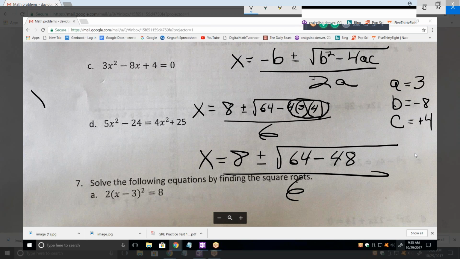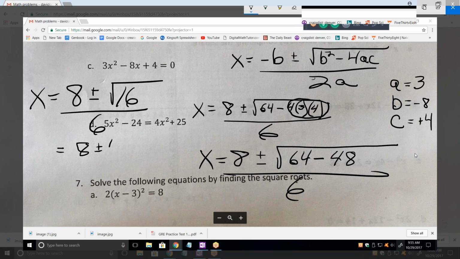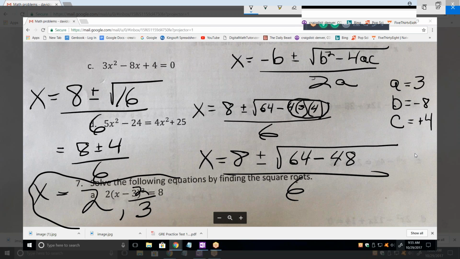Over here on the left, let's simplify this. 8 plus or minus the square root of 16, all over 6. You finish it. It would be x equals 8 plus or minus 4 over 6. What numbers does that give you for x? 2, and 4 over 6, which would be 2 thirds. Those are your two answers.